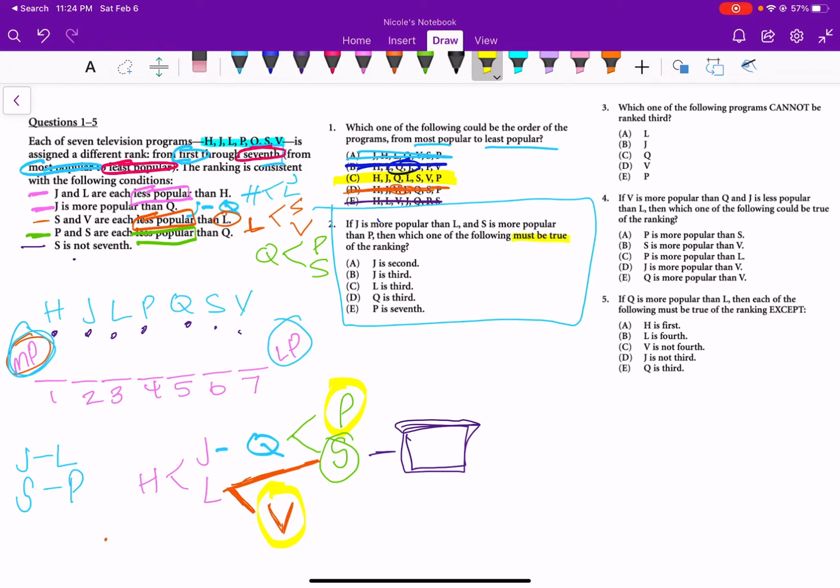No, it definitely can't be, because if J is before L, and I were to actually draw this out here using our diagram that we have already, what we're saying for sure is that it has to go H, J, L, Q, S, P, L, V still has to come after L, and that's all of them. So it definitely is not that J is third. That can't happen. What about L is third?